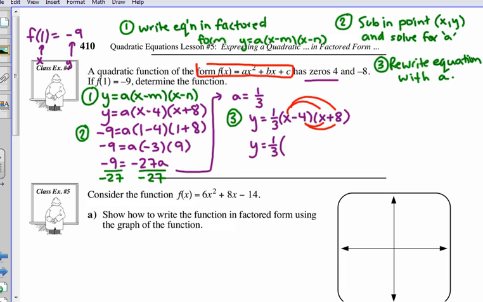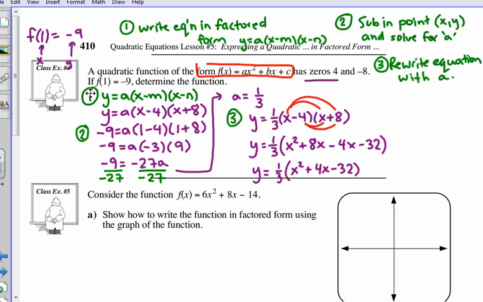So let's FOIL again. First times first. X times x is x squared. X times positive 8 is 8x. Negative 4 times x is minus 4x. And negative 4 times 8 is negative 32. So let's collect like terms. So y equals 1/3 times x squared plus 4x minus 32.